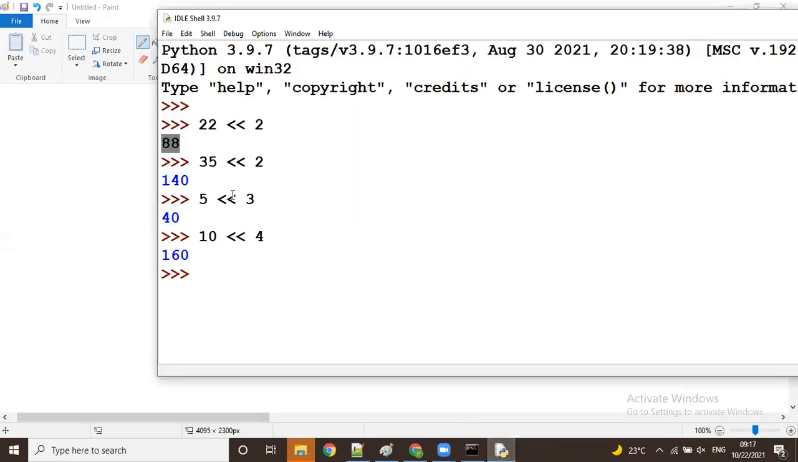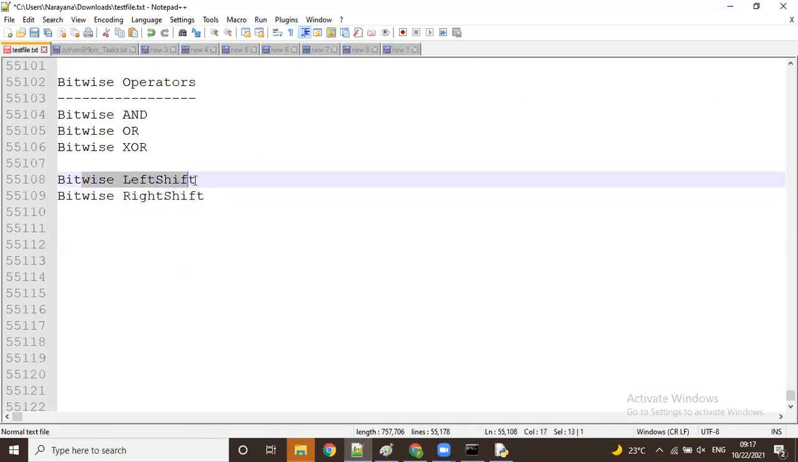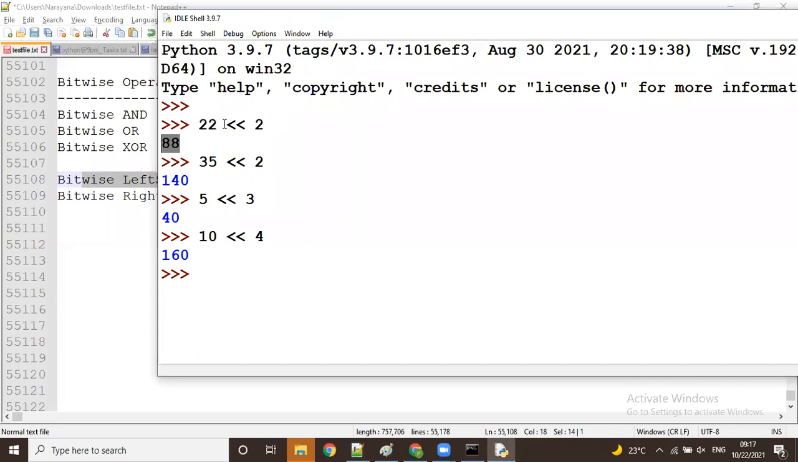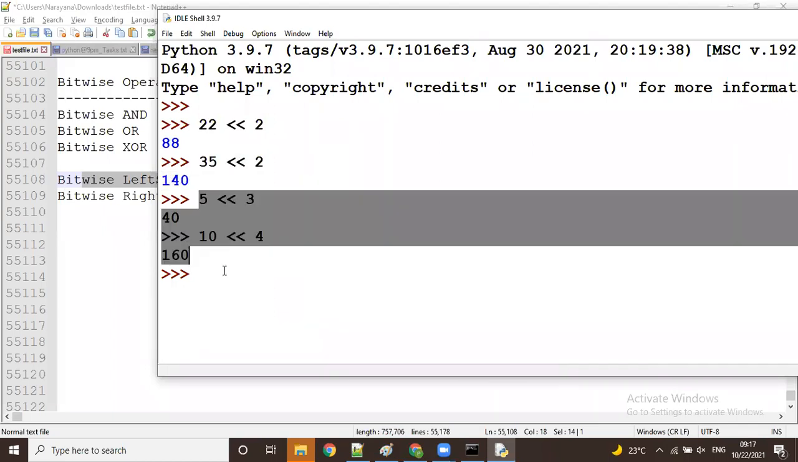Right. What's the topic now? The topic is the bitwise left shift operator, guys. This is the left shift operator symbol. 22 left shift 2, guys, 88 is coming. 35 left shift 2, 140 is coming, like this.